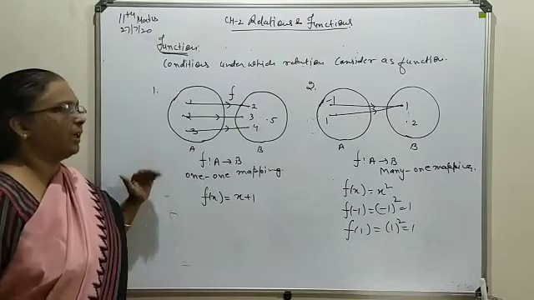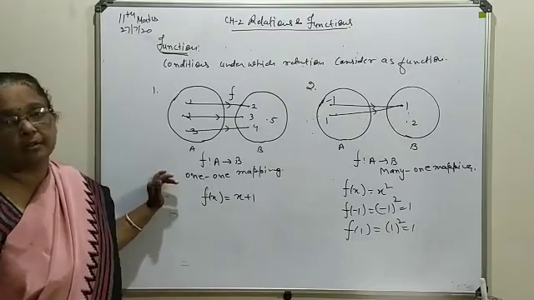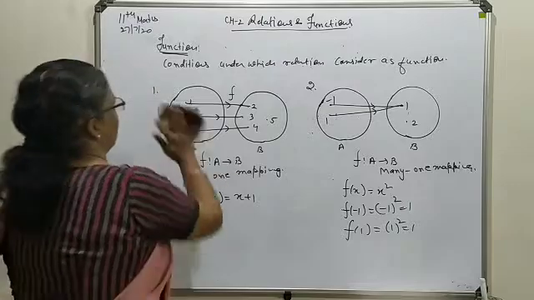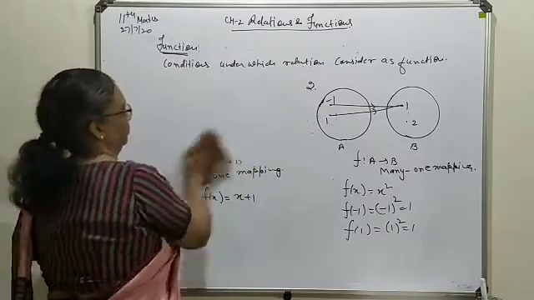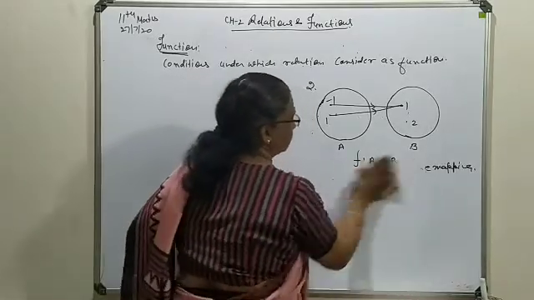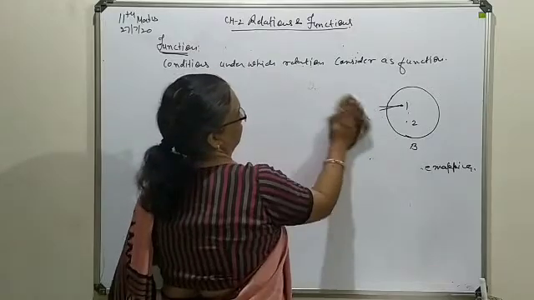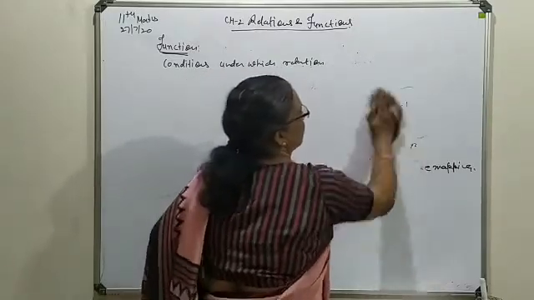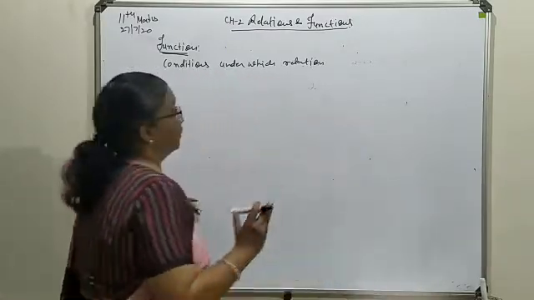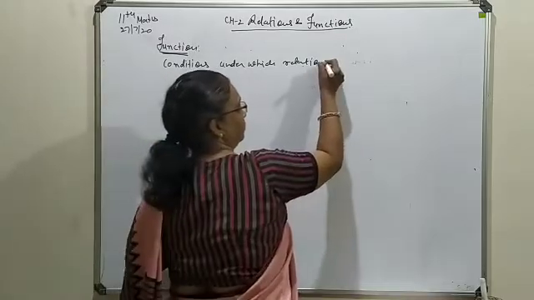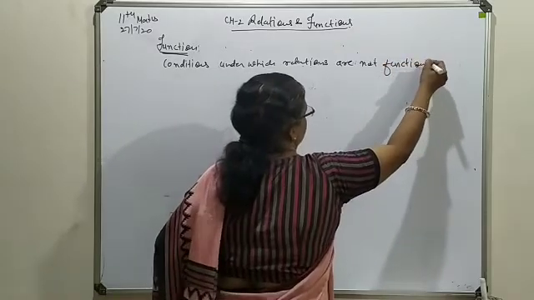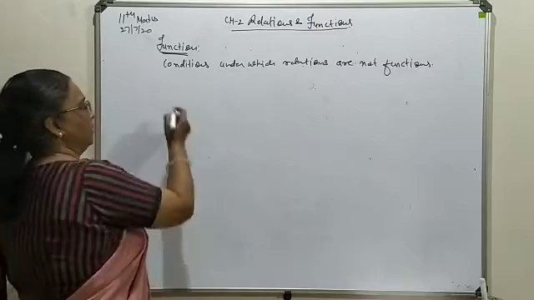Now we move to the remaining two criteria under which a relation is not considered a function. So we will have the reverse case for both. Now we are going to discuss conditions under which relations are not functions. That will be the third criteria.